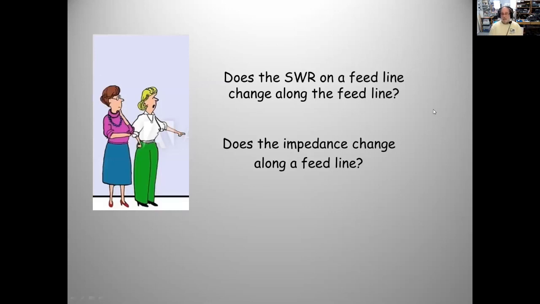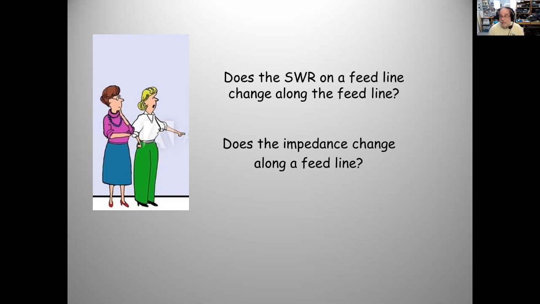All right, so let's come back to a real basic question. Does the SWR on a feed line change along the feed line? Does the impedance change along a feed line? Let's take the first one. How about SWR? Typical HF antenna, does the SWR change along a feed line? Yes, because part of the radiating system. So I hear two values of yes. I mean small changes. I'm not saying add 1,000 feet of coax.